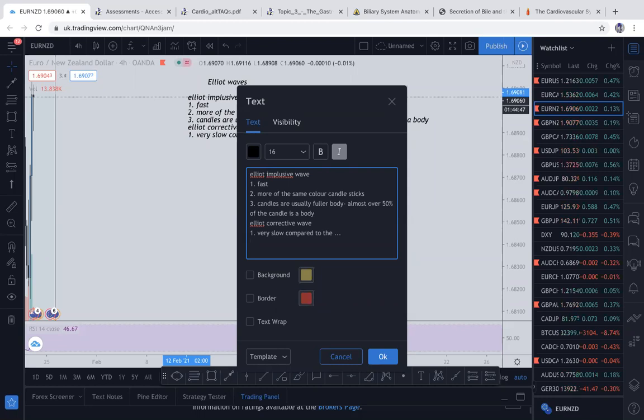And then, number two, it's made up of a mixture of different colors candlestick.